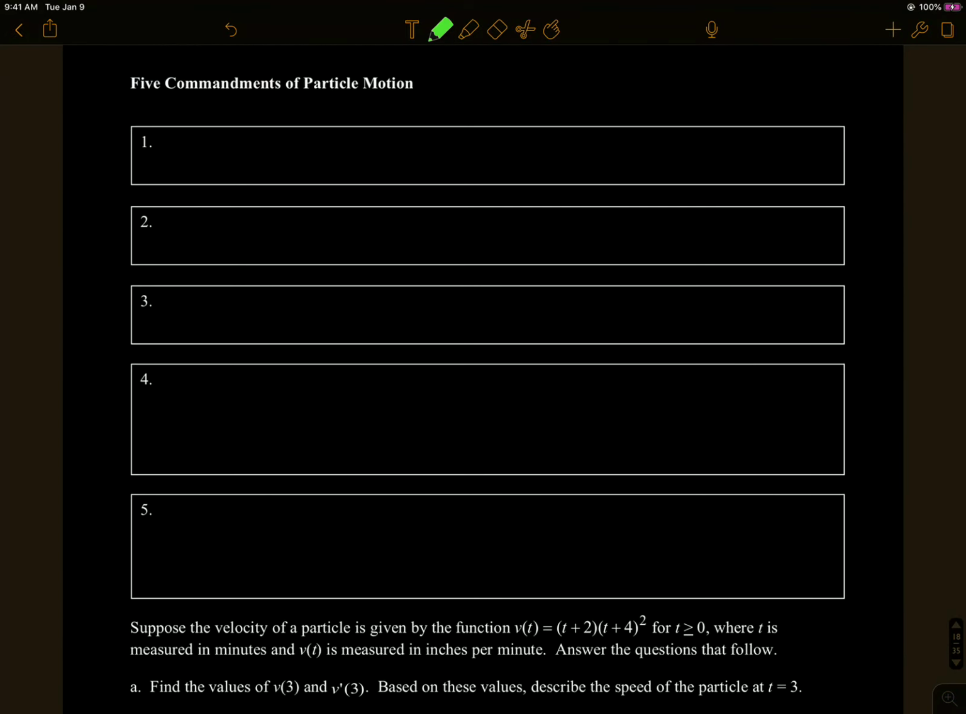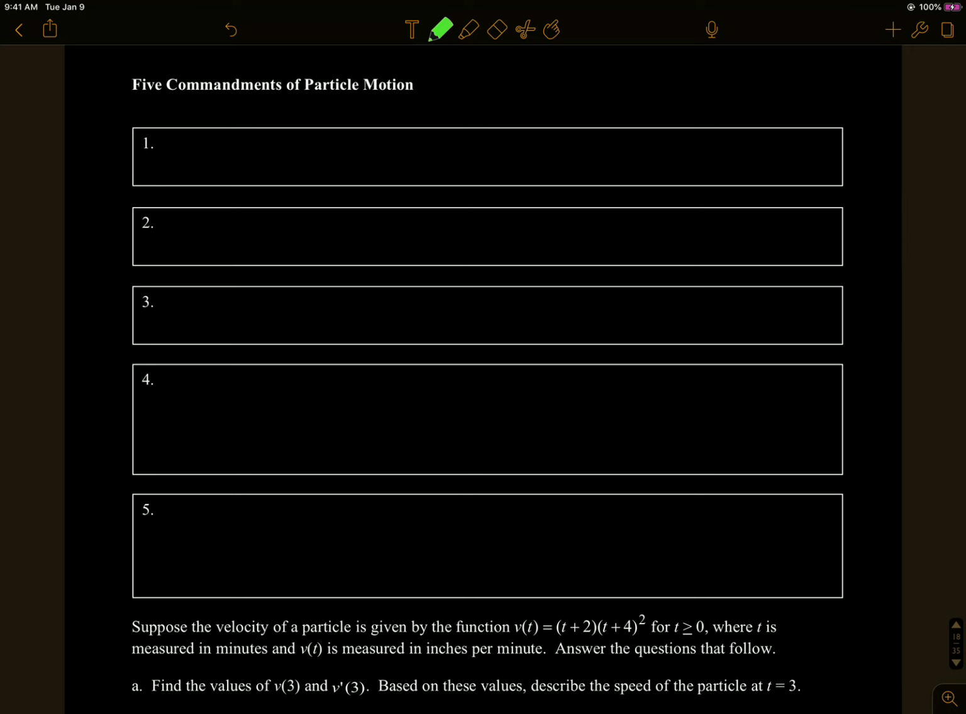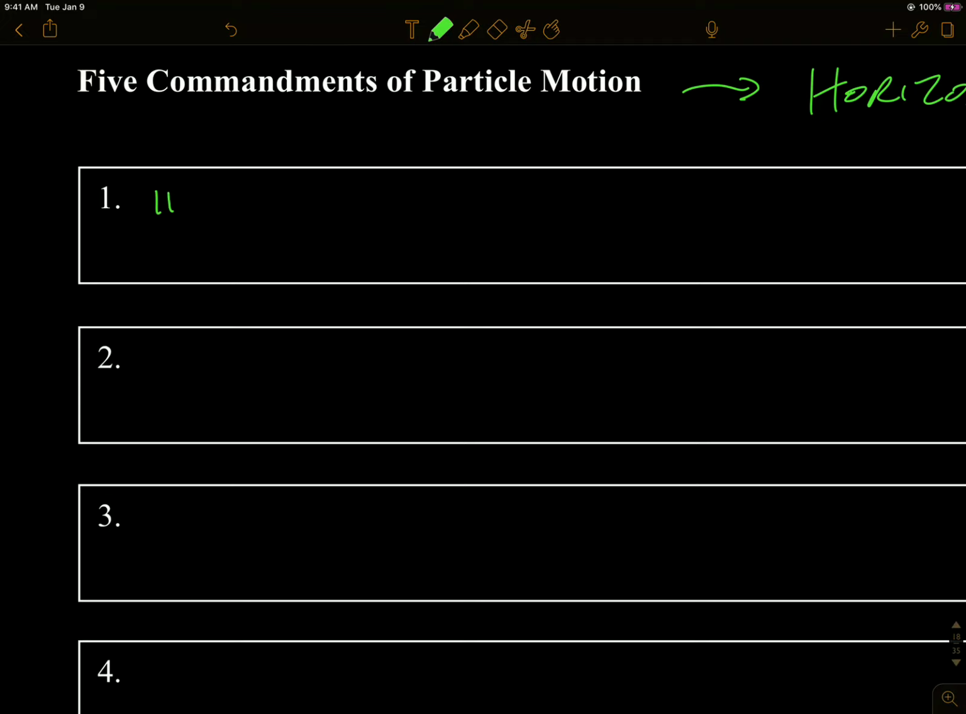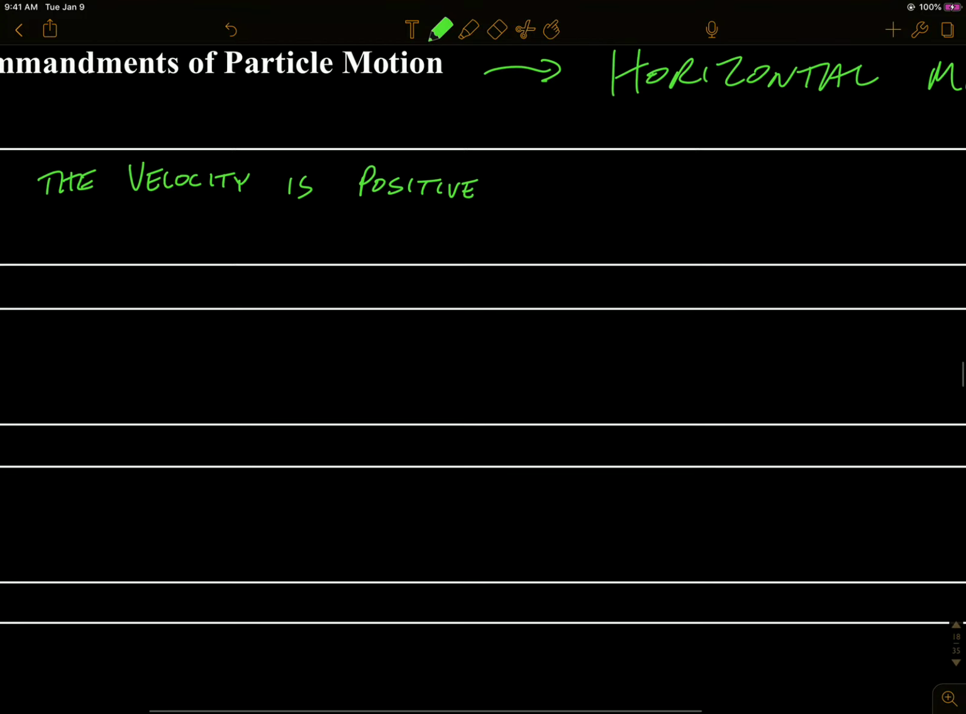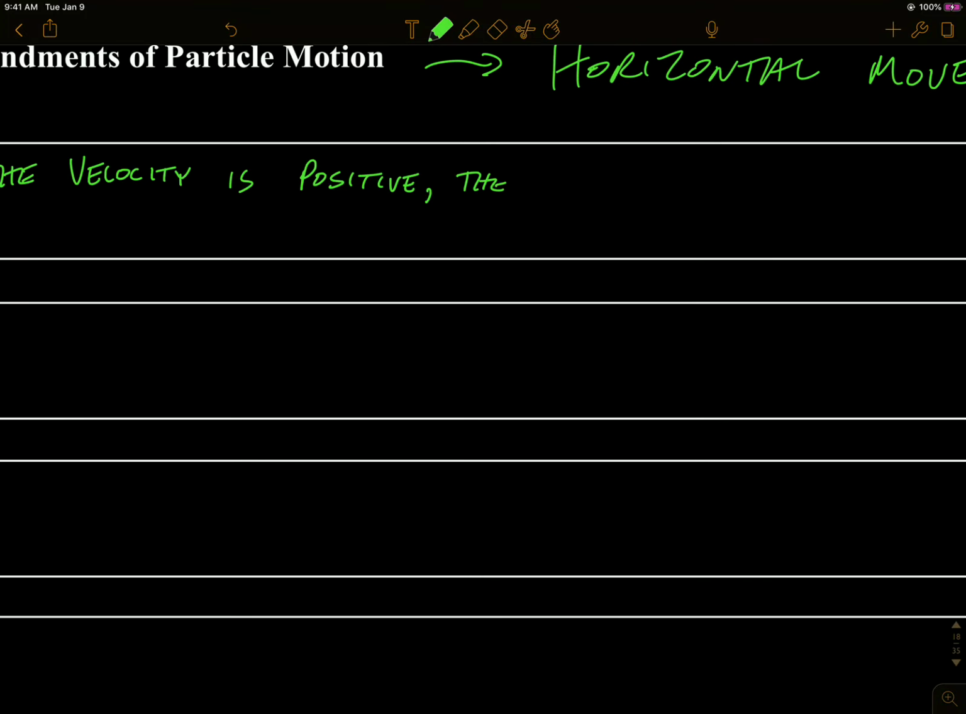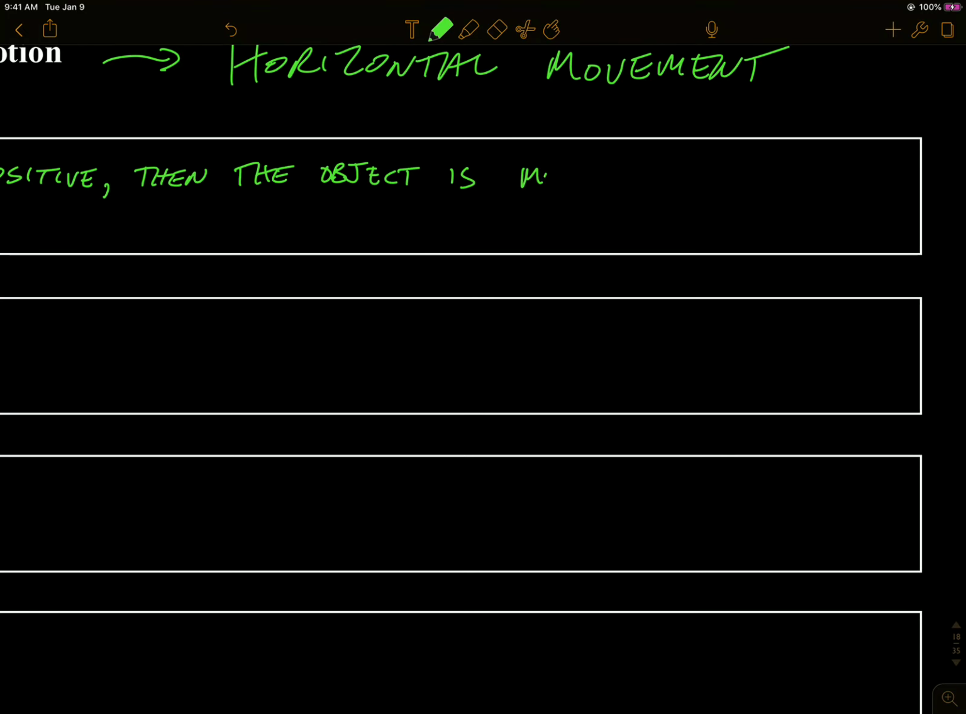All right, so let's kind of summarize what's happening here. We're going to call these, I guess, the 5 commandments of particle motion. And we're talking about horizontal movement, let's recall. The first one, these are the things we're going to use the most to solve problems. If the velocity is positive, then the object is moving to the right.